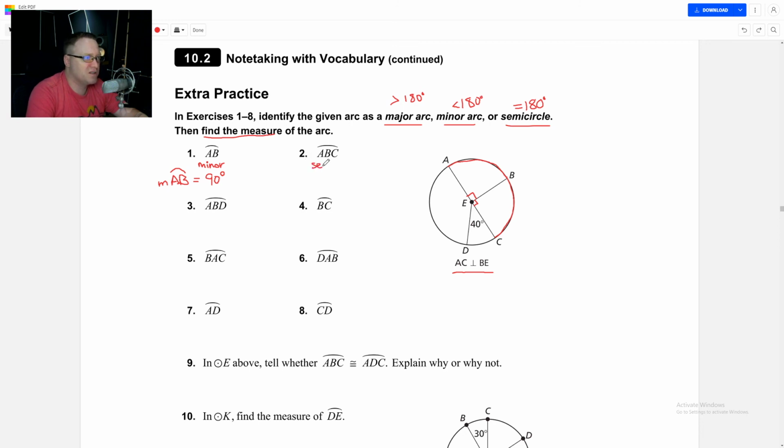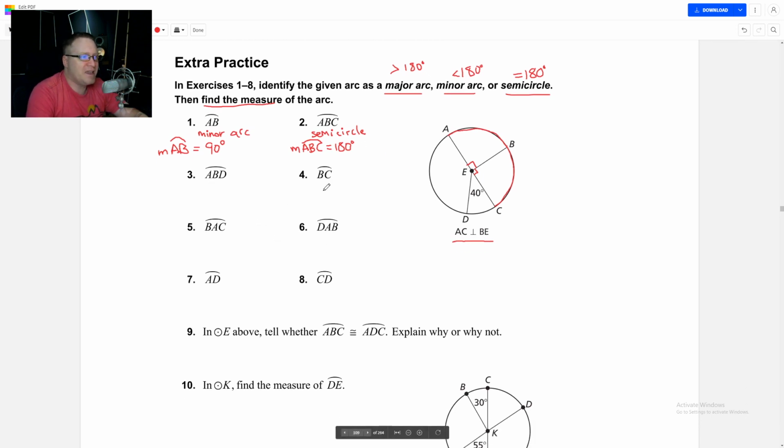So this is a semicircle. So we're going to write semicircle. I can't write it well. Oh, I should have written minor arc, not just minor. All right, minor arc, semicircle, and all semicircles, the measure of the semicircle, so I'm going to write measure of ABC, put the arc sign on top, is going to be 180 degrees.